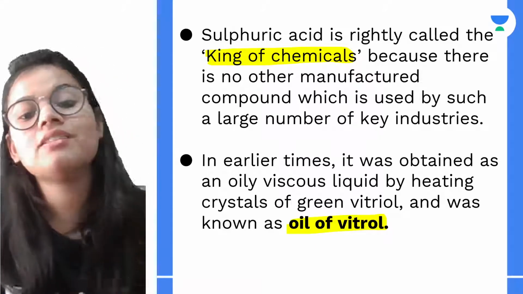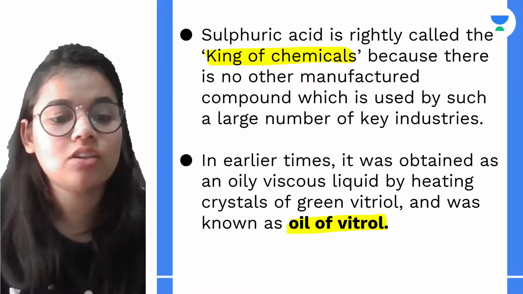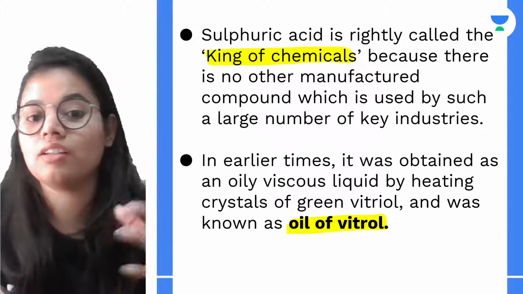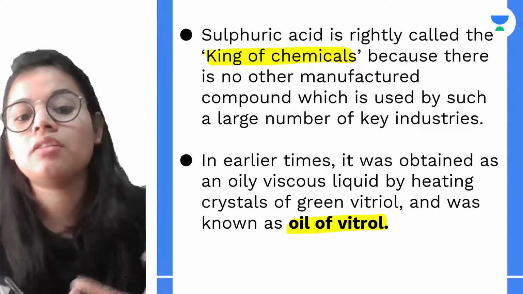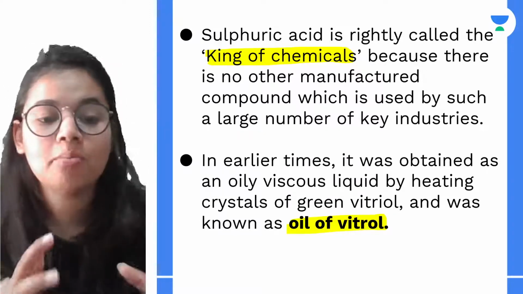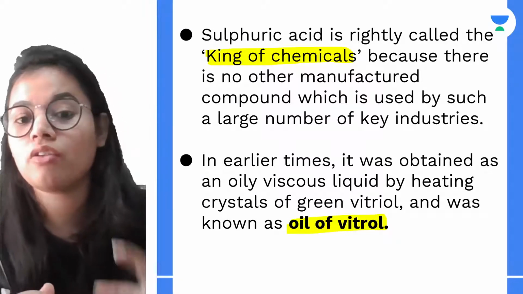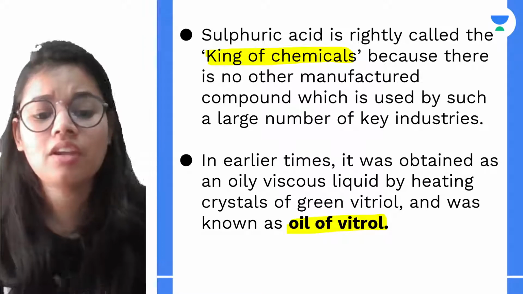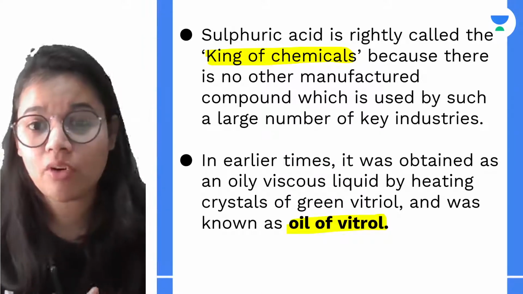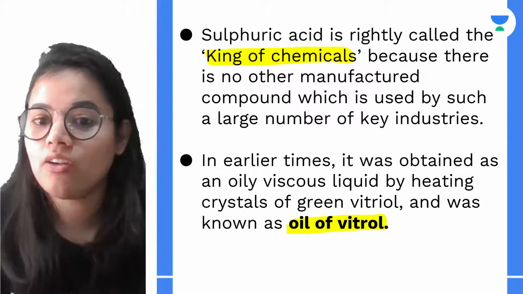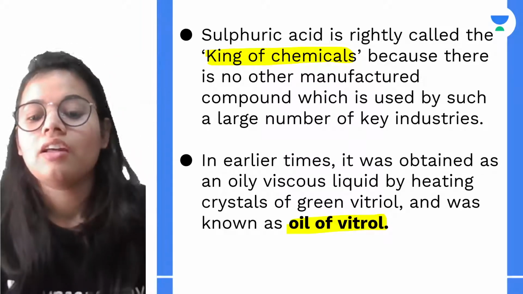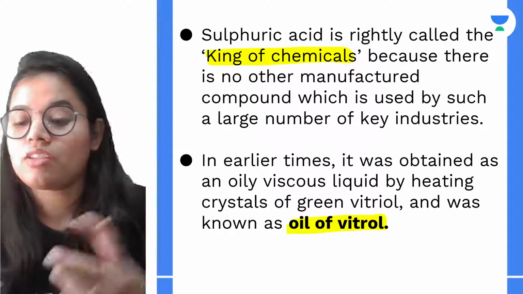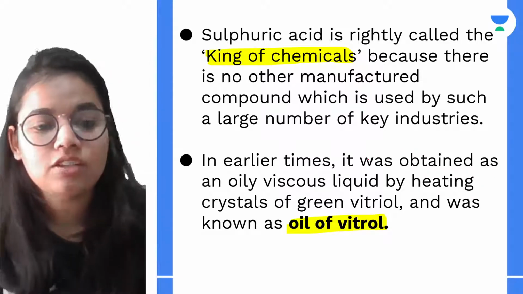Now why is it known as king of chemicals, or what is the reason behind sulfuric acid being known as king of chemicals? Because there are many compounds which are manufactured or which are made using sulfuric acid. So therefore it becomes very important. It is known as the king of chemicals. It is basically used in a large number of industries, a large number of factories, etc., for various uses.